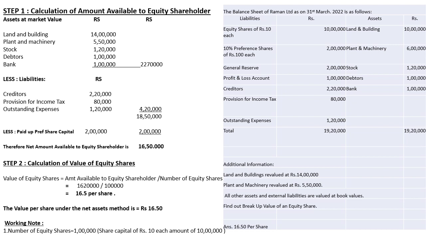Then in the second step you have to calculate your value of an equity share. So it is amount available to equity shareholders divided by number of equity shares. From the problem itself you will get the number of equity shares. You just have to take the value of the share and the price per share, that will give you the number of equity shares. Then after dividing the amount available to equity shareholders by it, you get your value per equity share. So this is your solution of problem number 3.